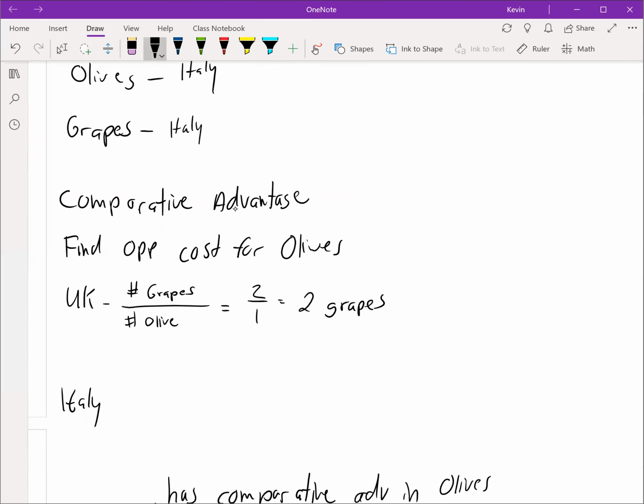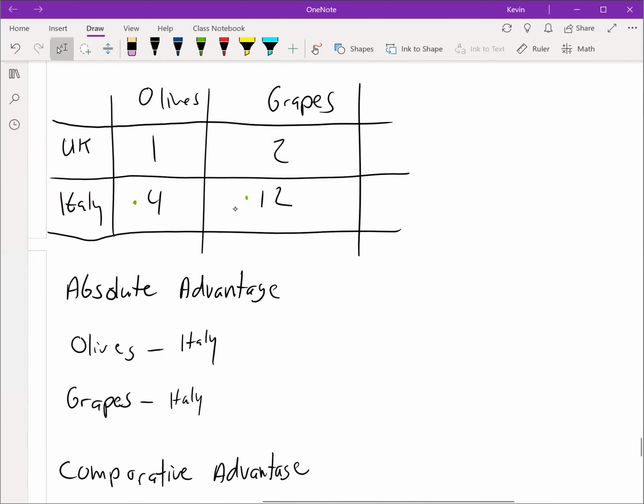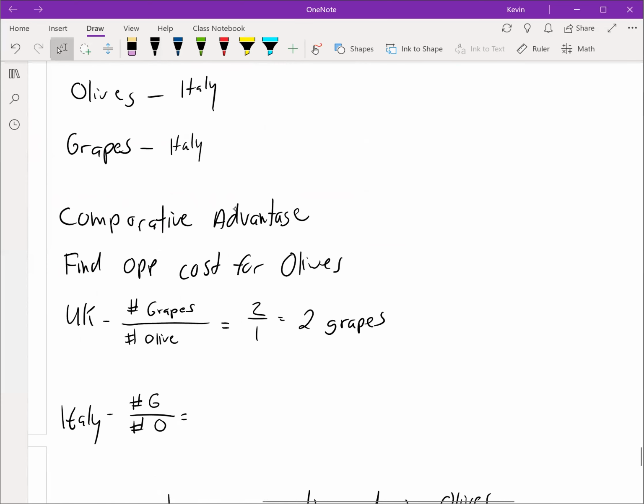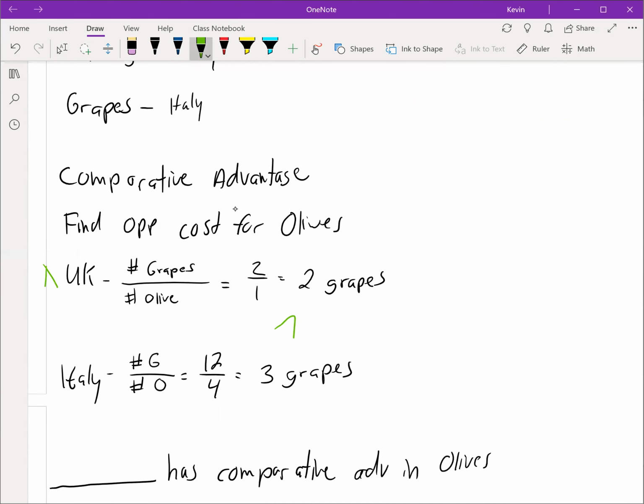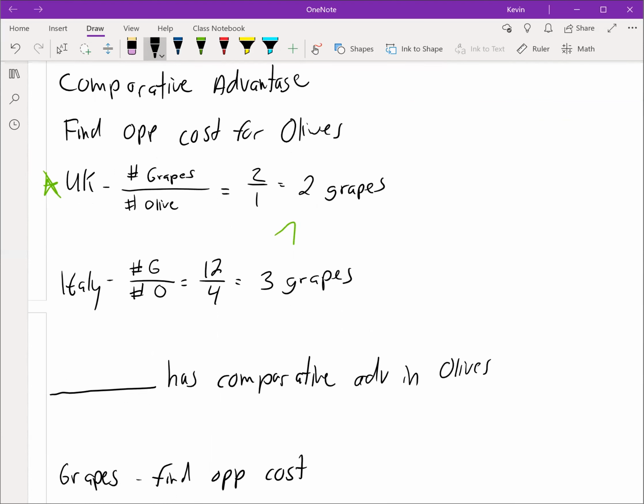Then for Italy, we'll do the same thing. The number of grapes divided by the number of olives. And this is going to be, in their case, 12 grapes or 4 olives. So 12 over 4. And this is going to give us 3 grapes. So in this example, 2 is less than 3. So we'll see that the UK will have the comparative advantage in olives. We can write that down right there.